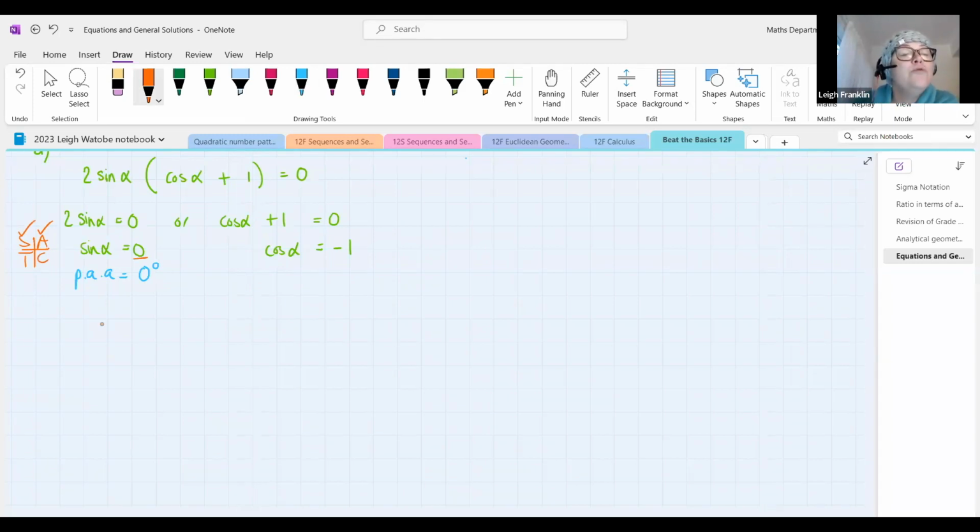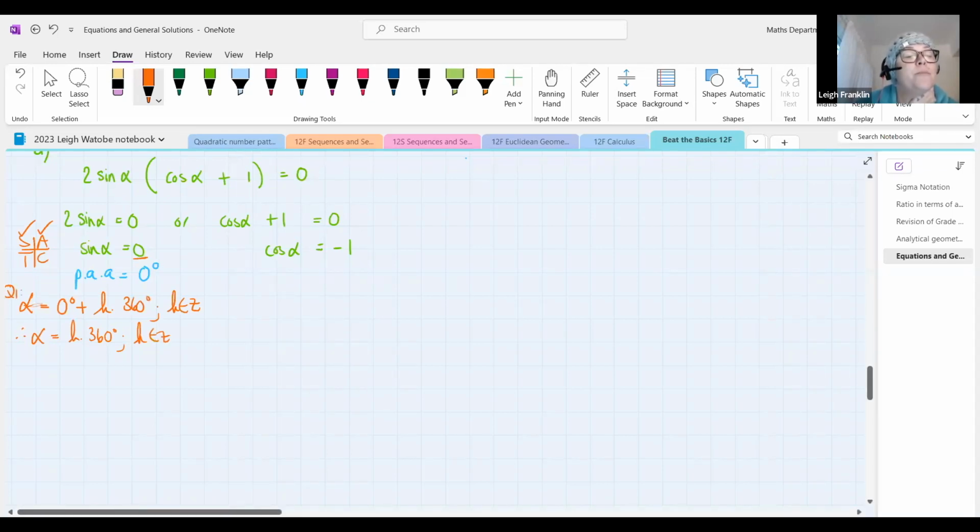So in quadrant 1, our angle in this case is just alpha. There's nothing else that needs to be done to it. It's just alpha equals our PAA, which is 0 degrees, plus K times 360, K an element of the integers. If you want, you can just write this as alpha equals K times 360, because if you add 0 to something, it doesn't make any difference. So that is what would happen in quadrant 1.